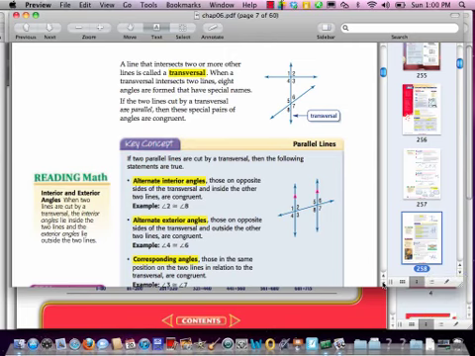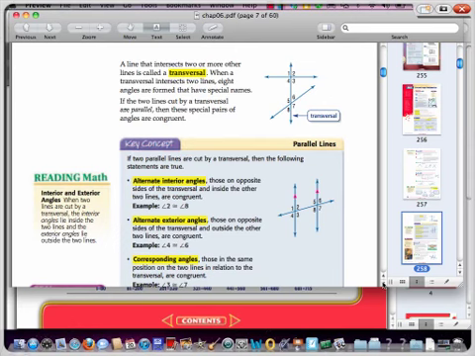Okay, another big term here, transversal. If we have a line that intersects two or more other lines, in other words, here's my line number 1, here's line number 2, and I have this line that intersects all of those, that would be known as a transversal. So a transversal is a line that intersects all those. And from that, you get 8 different angles. You got 4 here and 4 more there.